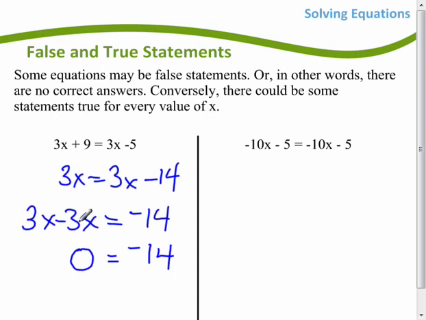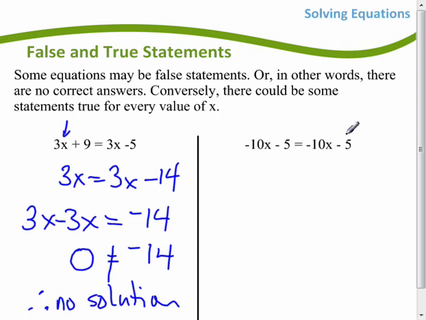So here actually the x terms cancel out, and I came out with an equation that says 0 is equal to negative 14. Well, I know that that's not true, 0 is not equal to negative 14. Therefore, when I look back here, what I'm trying to do is find a number that plugs in for x to make this statement true. If I come up with a false statement like this, that means that there's no solution. There's no number that I can plug in for x that would make this equation true.